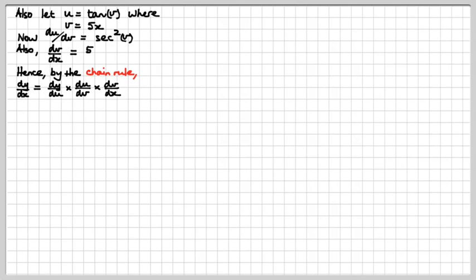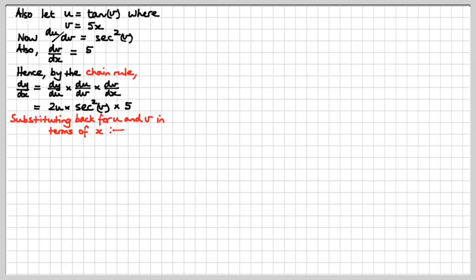There are 3 links in the chain. dy/dx equals dy/du times du/dv times dv/dx, and we get that. Now substituting back for what u and v were in terms of x, we get that. And I think that's nearly over. All over, Red Rover. There we go. Excellent. There's the answer.